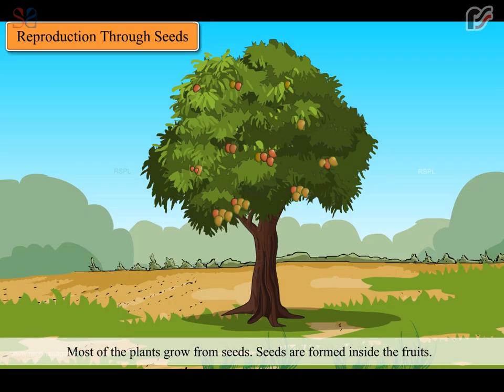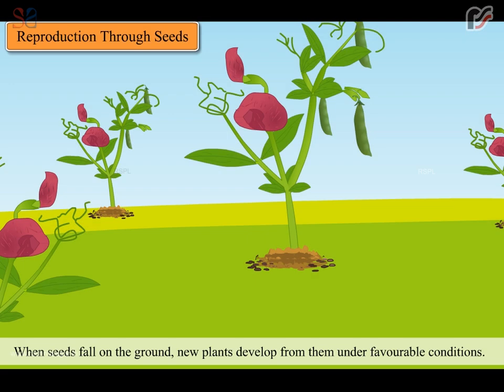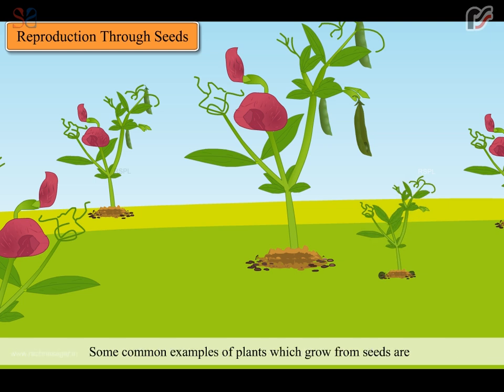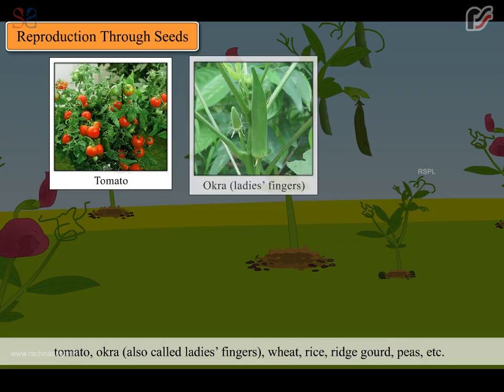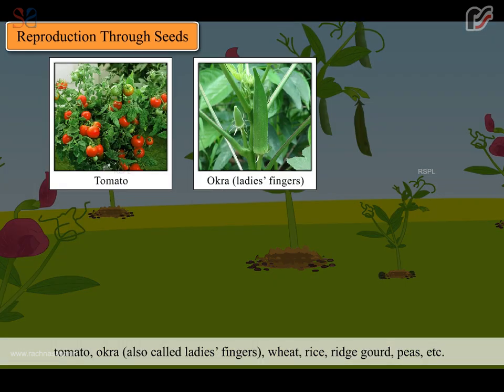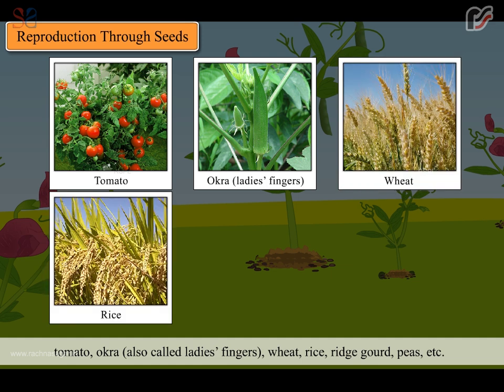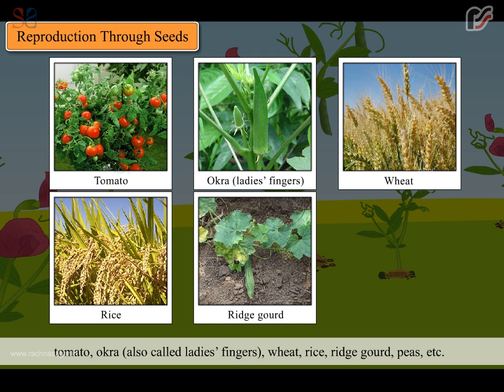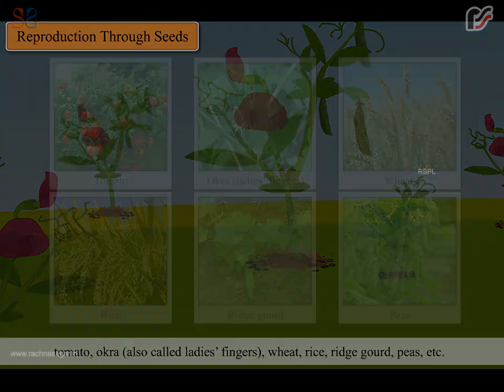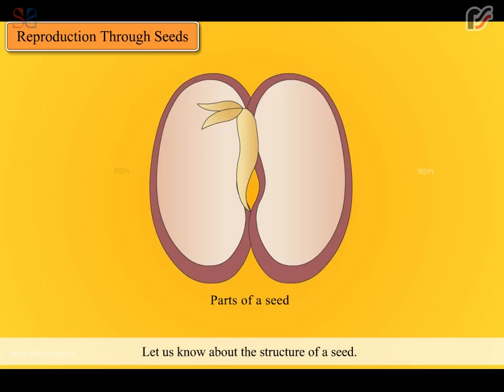Most of the plants grow from seeds. Seeds are formed inside the fruits. When seeds fall on the ground, new plants develop from them under favorable conditions. Some common examples of plants which grow from seeds are tomato, okra, also called lady's fingers, wheat, rice, ridge gourd, peas, etc. Let us know about the structure of a seed.